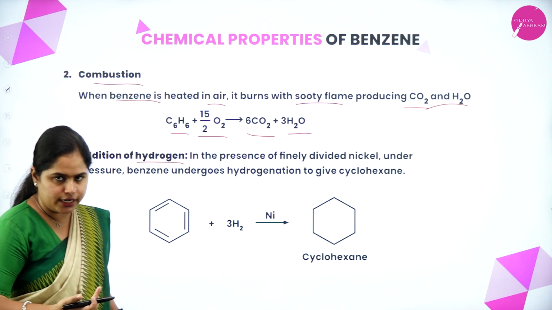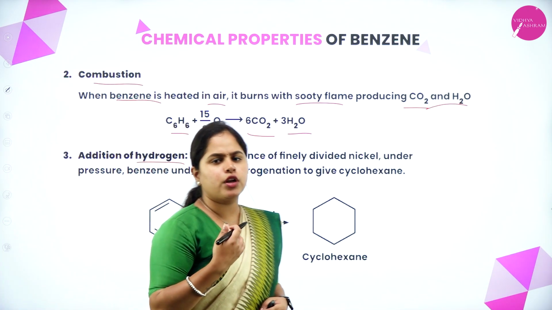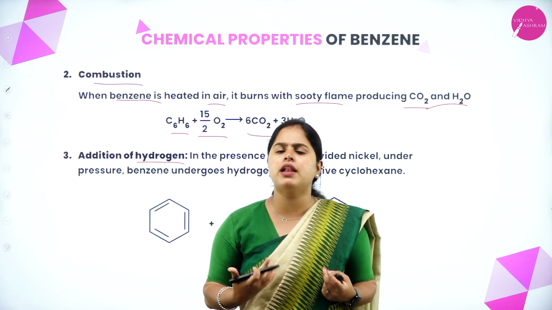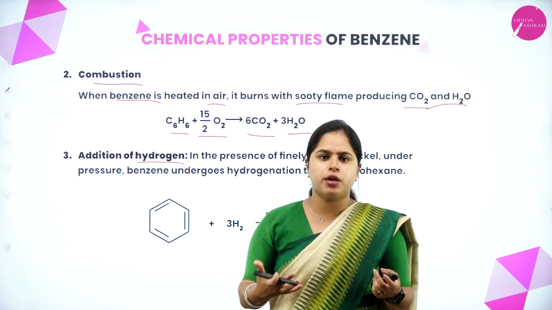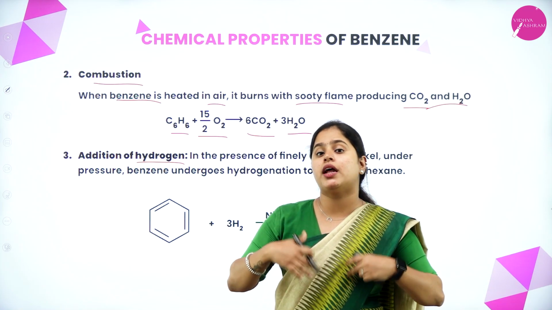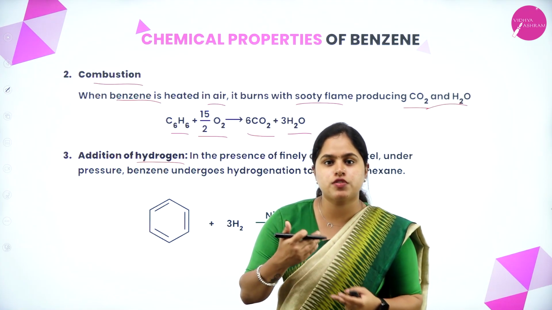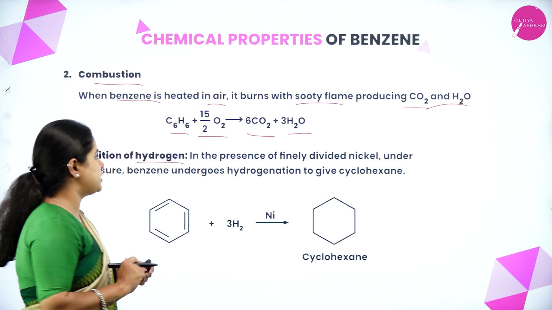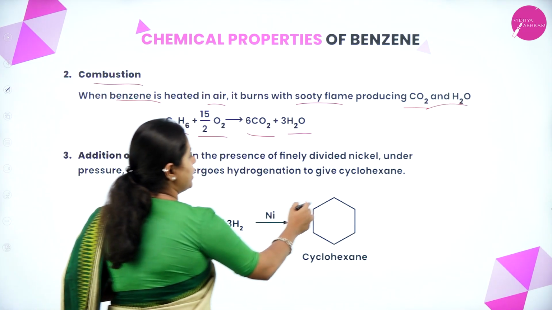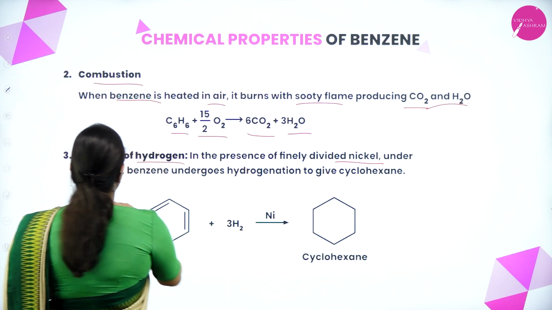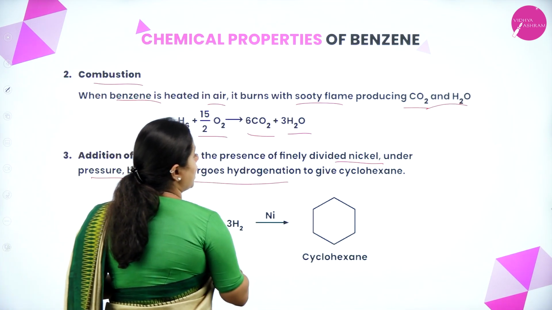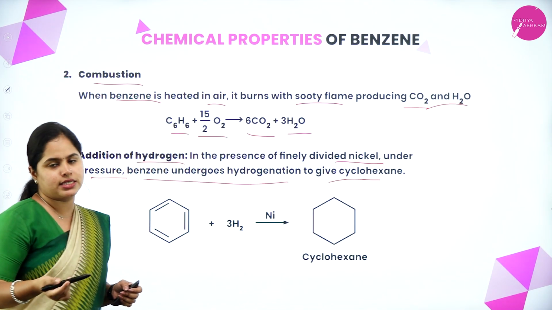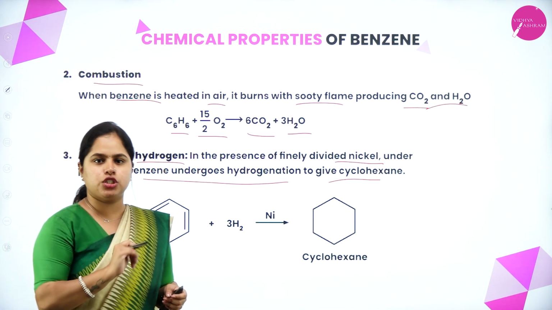You have already studied this in organic chemistry also. If you add hydrogen, what will happen to the double bonds or triple bonds? When we add hydrogen, the double bonds will break and become single bonds, right? The same thing is going to happen here also. In the presence of finely divided catalysts like nickel, under pressure, benzene undergoes hydrogenation to give cyclohexane. Hydrogenation means addition of hydrogen.